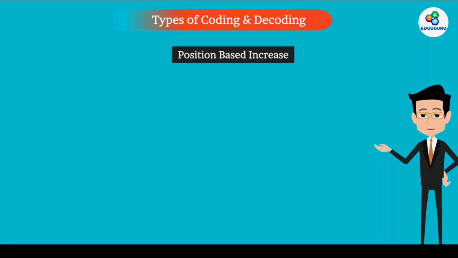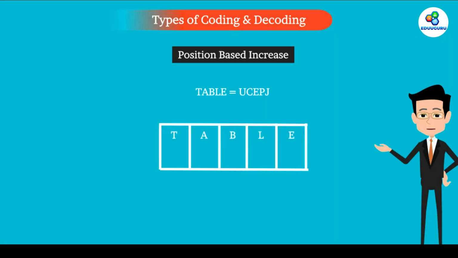Position-based increase. The word TABLE is written as U, C, E, P, J. Now we can observe that T is moved ahead by 1 position to U. A is moved ahead by 2 positions as it becomes C. B is moved ahead by 3 positions and it becomes E. L becomes P as it is moved ahead by 4 positions and finally E is shifted by +5 as it becomes J. Here, each letter has moved ahead in the code by the number of positions depending on its position in the word that has been coded. Therefore, the increase with every position can vary in patterns too.